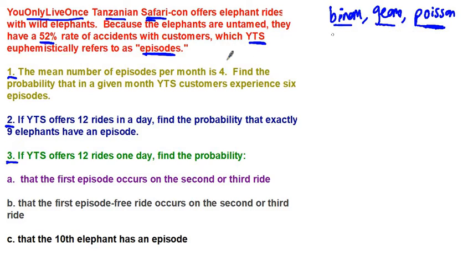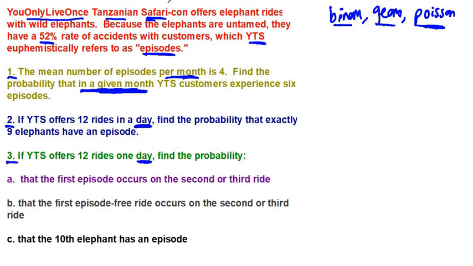So number 1 says the mean number of episodes per month is 4. Find the probability that in a given month, and this is the key phrase right here. Okay, I know they're saying per month here, but this one says day and this one says day also. So all of them are referring to time. But the fact that they're asking you for probability in a certain unit of time should tip you off.